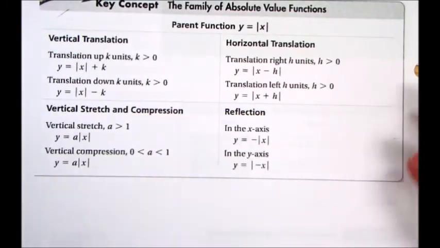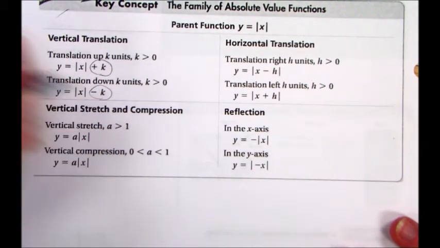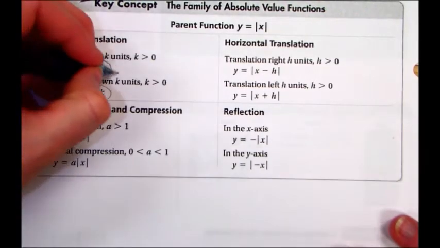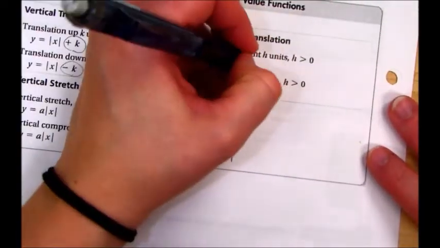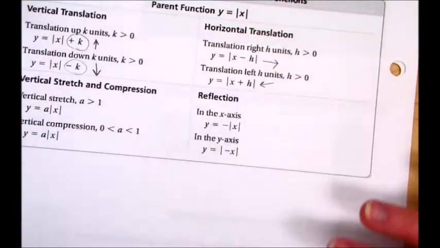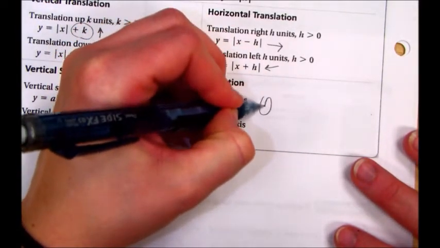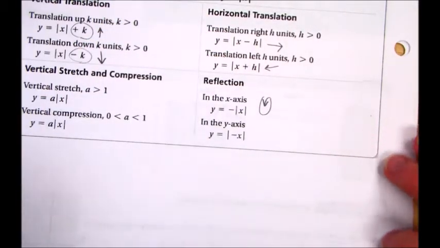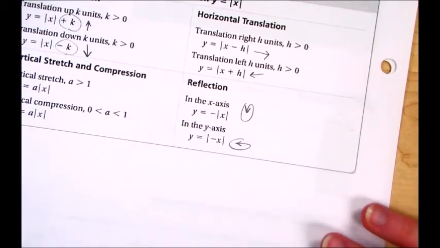Now the translations we talked about yesterday are still the same. If you add a number in the back, it moves it up. If you subtract a number in the back, it moves it down. Okay? If you have a minus on the inside, it moves it to the right. If you have a plus on the inside, it moves it to the left. If you have a negative on the outside, it flips it upside down like this. If you have a negative on the inside, it flips it left and right like this.